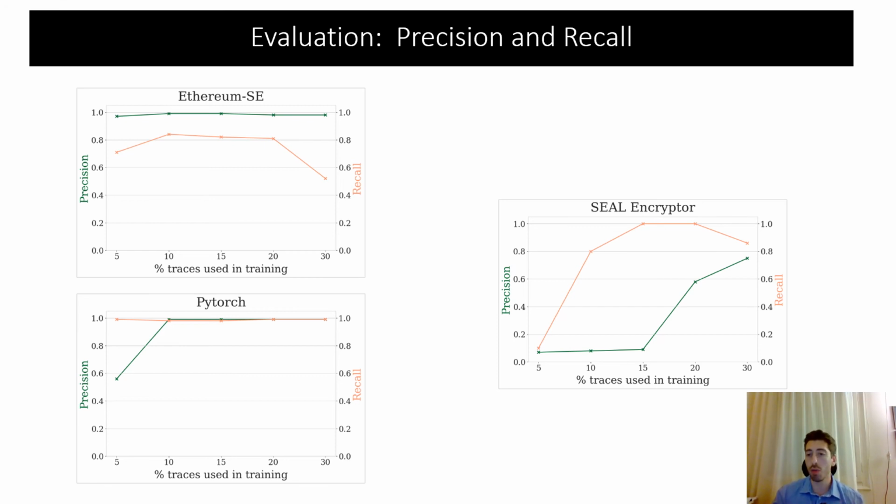For Seal encryptor, we need more than that, which is explained by the fact that Seal encryptor had a very imbalanced data set of passing and failing tests, and a larger percentage was needed to eventually reach a good performance. One thing we might notice is that for Ethereum, if we use too many traces for training, this could lead to some kind of overfit, shown by the decline of recall when we use 30% of the traces.